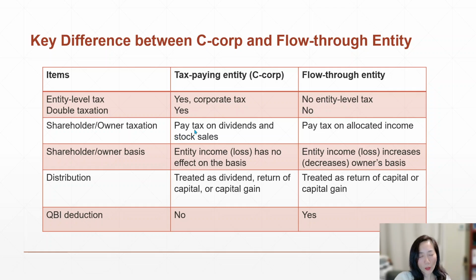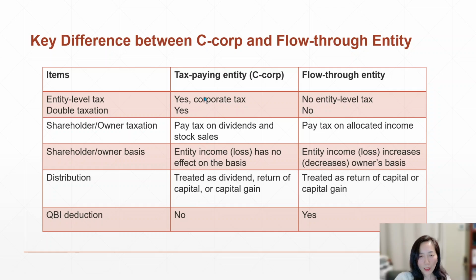The shareholder has to pay tax on dividends and stock sales, and for the shareholder owner's basis, the entity income has no effect on the basis. The distribution from the C corp will normally be treated as either dividend, return of capital, or capital gain, and the QBI deduction is not available for C corp.